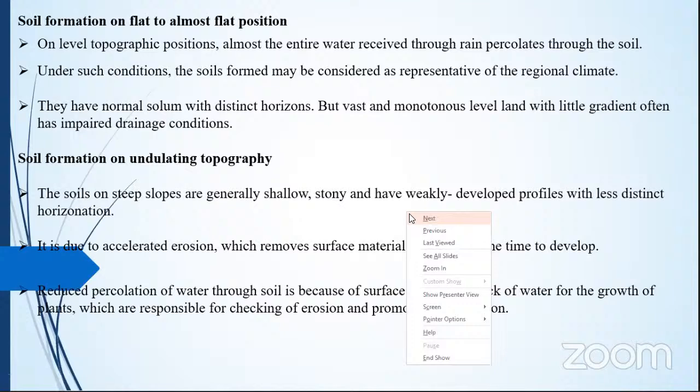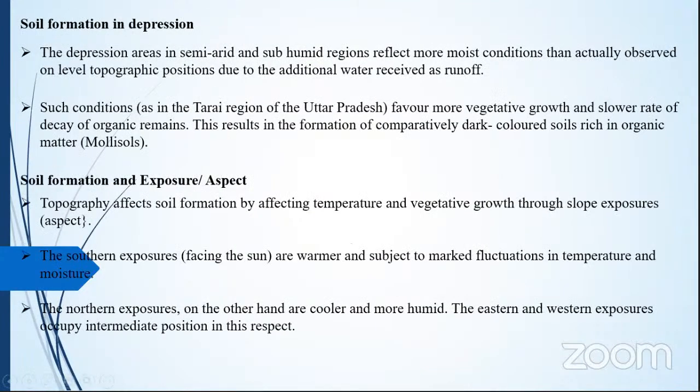What is next? We will see soil formation in depressions. This depression means completely depressed. We can see this in depressed regions, in arid and semi-arid, and some humid regions. Due to the topography, the addition of water will be more, as runoff from the high elevation stores all the water in this depressed area. Especially in the Uttar Pradesh Tarai region, this favors more vegetation growth and a slower rate of decay of organic remains.